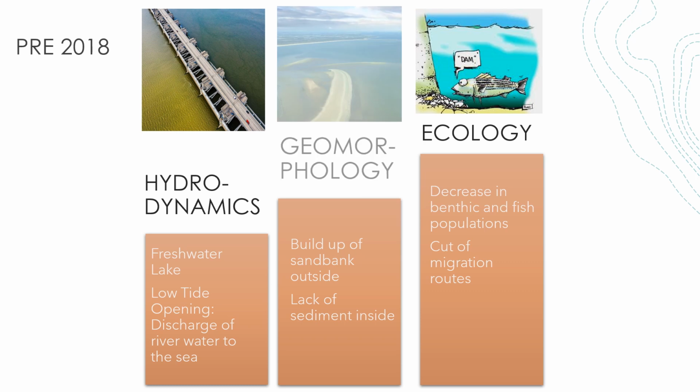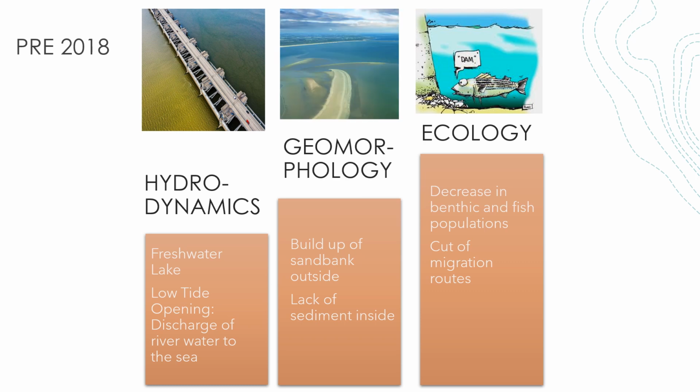Let's look at the geomorphology. There's a buildup of sand outside the dam called the hinderplaat, and the one-sided flow of the water also decreased the sand supply inside the Haringvliet, and this has led to an increase in siltation with mud, making it harder for any animals to settle. So this is affecting the local ecology.